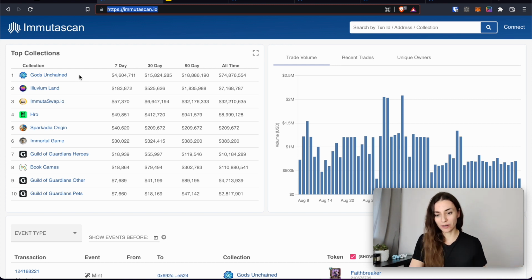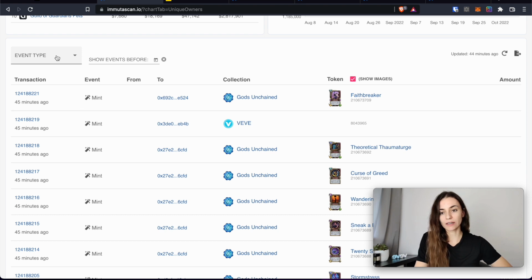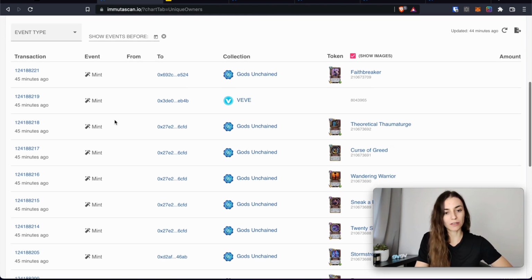And I will go into why that is the case later as well. But yeah, on this page you normally see the top collections by trading volume. So we have Gods Unchained here, Illuvium, here's Hero, which was also quite popular within the Veve community. Then here we see the event tab, so what is minted on ImmutableX right now.